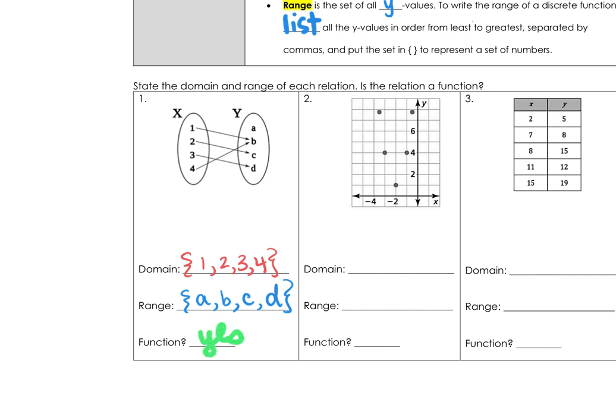Yes, it is. Each of these X values only has one line or one arrow coming from it, so that means it's a function.